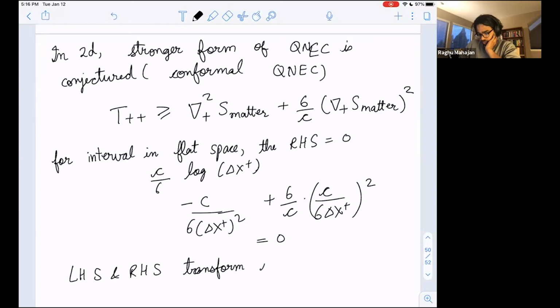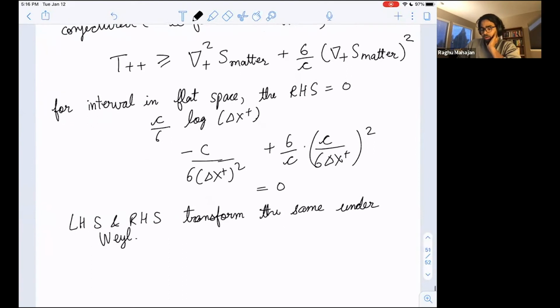Transform the same under Weyl. Okay. And yeah, so one can ask, even though Faulkner and Leichenauer proved the weaker version of the QNEC, the stronger version is unproven. There is no proof of the stronger version of this QNEC.